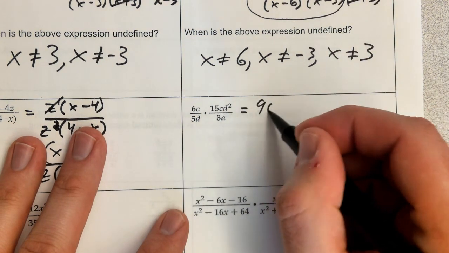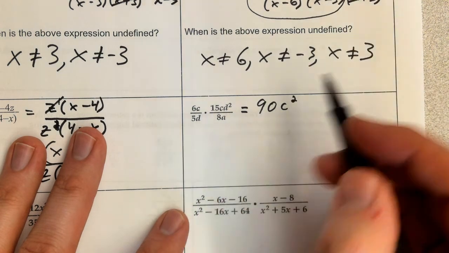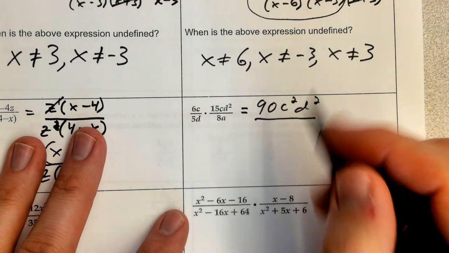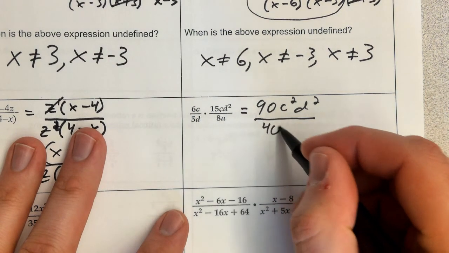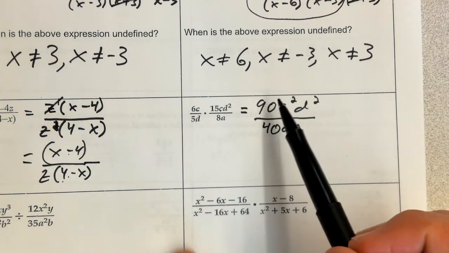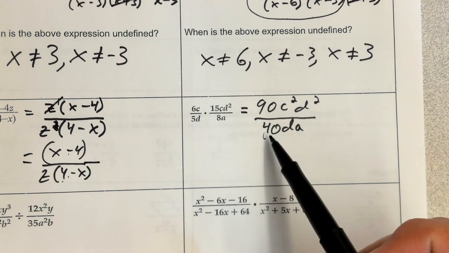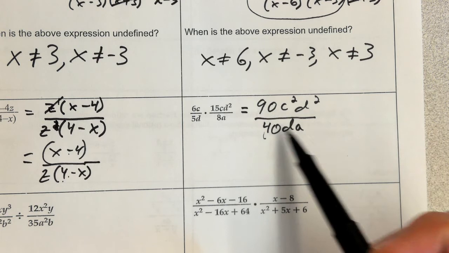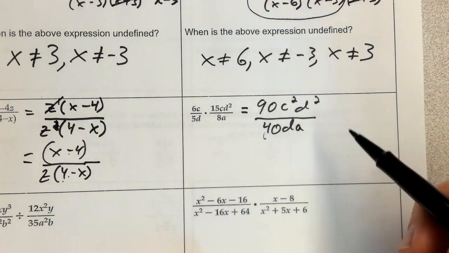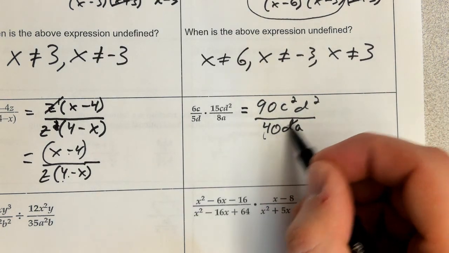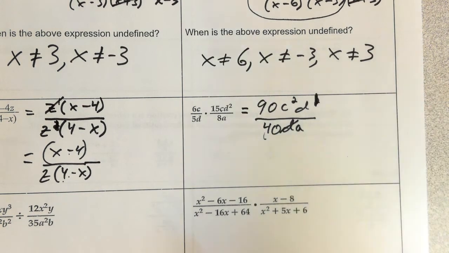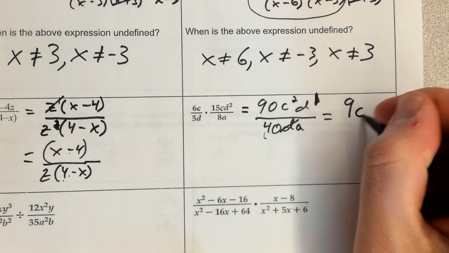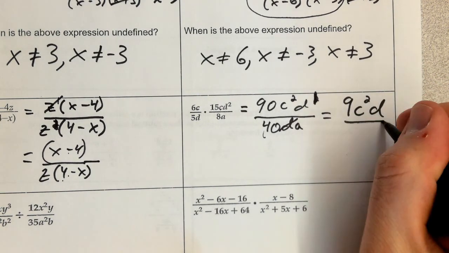So I can take and multiply these straight across the top and straight across the bottom. When I do that, I'll get 90 c squared, c times c is c squared, d squared, divided by 40 dA. And then 90 over 40 is going to simplify to 9 over 4. You can use a calculator to help you simplify these fractions, or you can do it the old-fashioned way and factor them and simplify. But that'll simplify to 9 over 4. I've got d squared over d, so that d is going to simplify to 1, and we'll have just 1d left on top. And then the c squared and the a won't change, so I'll be left with 9 c squared d over 4a.